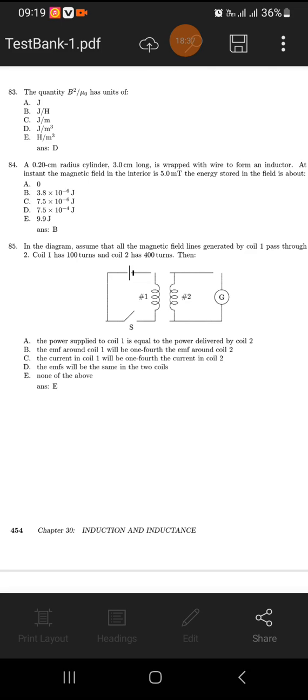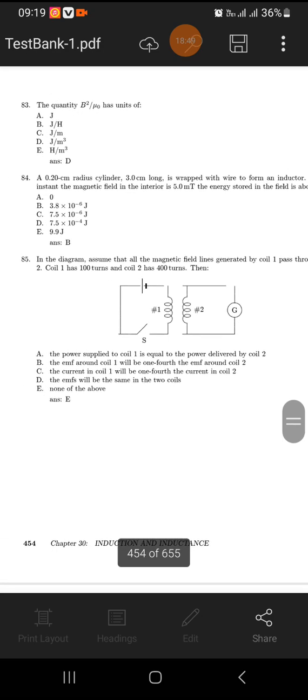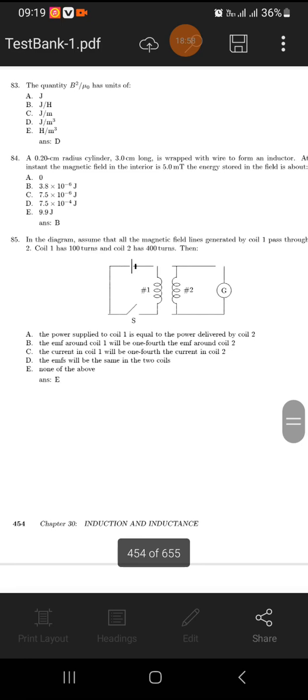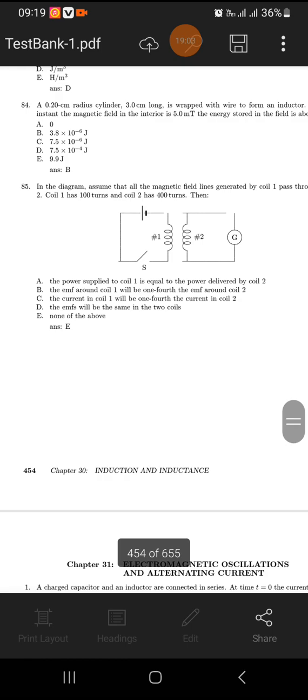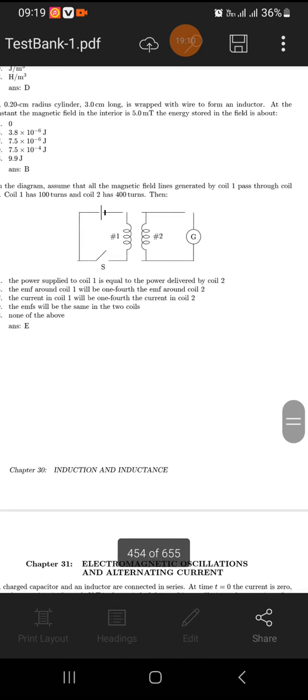A 0.20 centimeter radius cylinder, 3 centimeters long, is wrapped with wire to form an inductor. At the instant the magnetic field in the interior is 5.0 mT, the energy stored in the field is about 3.8 times 10 to the power of negative 6 joules.